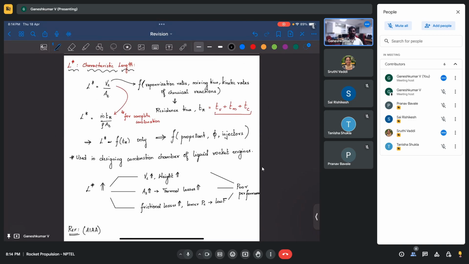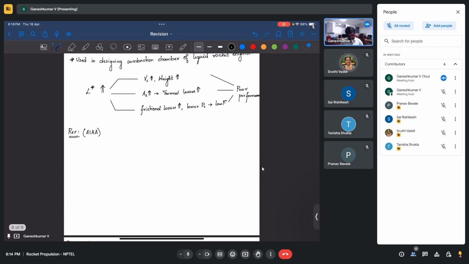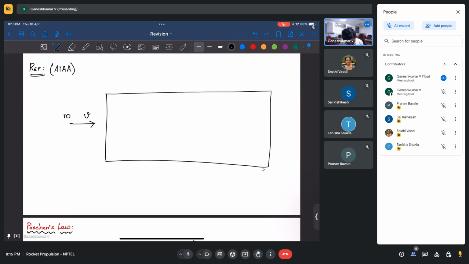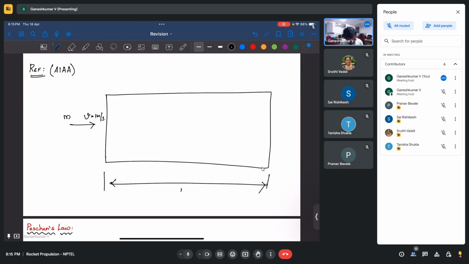So basically, residence time is nothing but the amount of time the propellant stays within the chamber. That's it. Let's say there is some mass of propellant entering with some velocity v. Now it enters the chamber, and the chamber length is, let me put some number, let's say the velocity is 1 meter per second, and the chamber length is 1 meter.